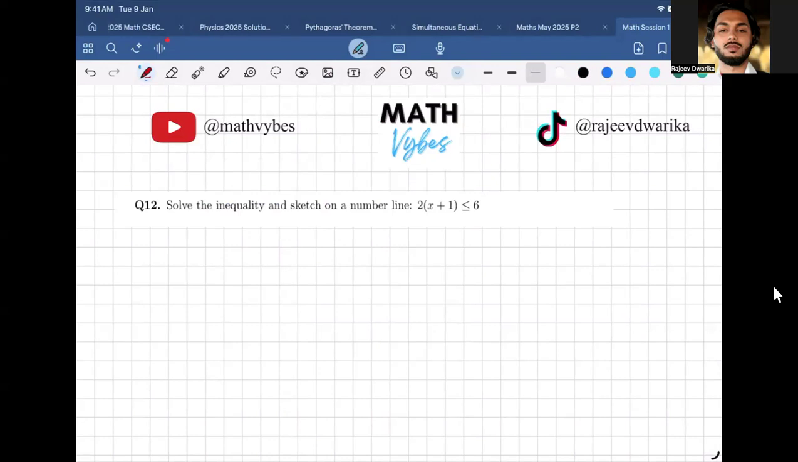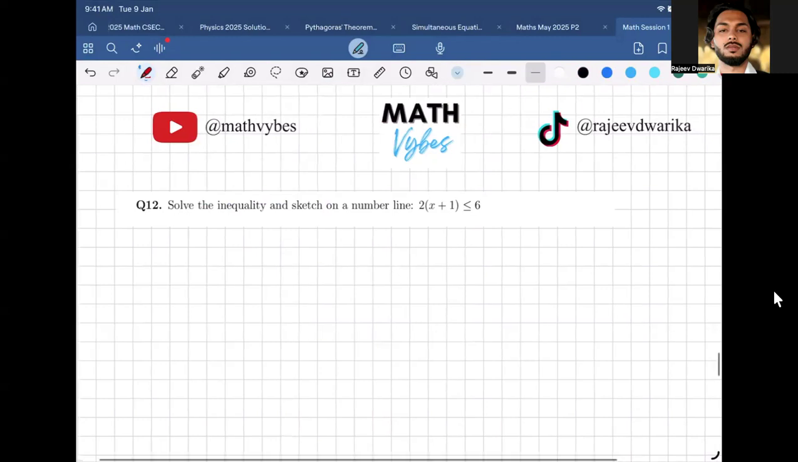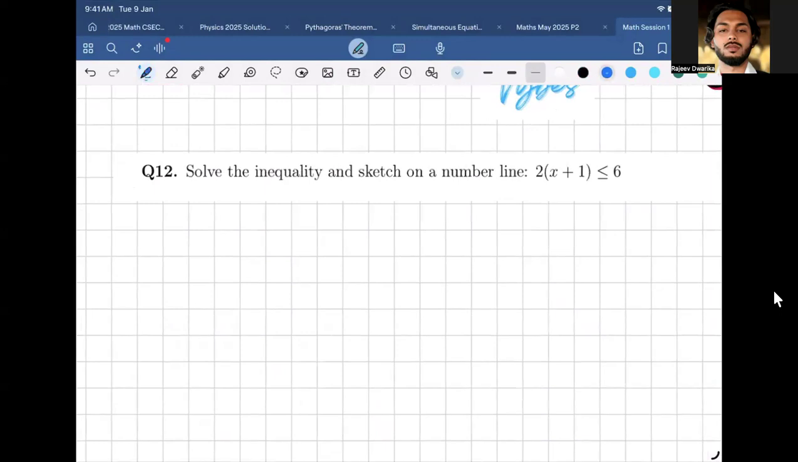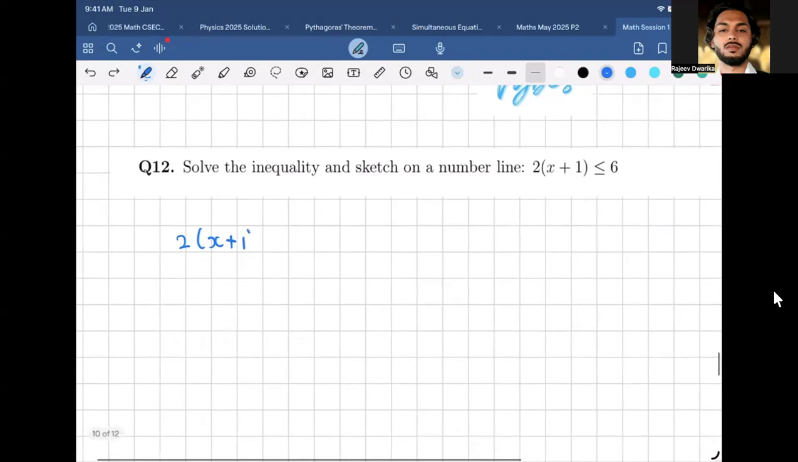Vanessa, let me do this question fast. They're asking us to solve the inequality and sketch on a number line: 2 by x plus 1 is less than or equal to 6. Do you know how to answer this question? I'm interested in seeing how you're going to do it. So what are you going to do?